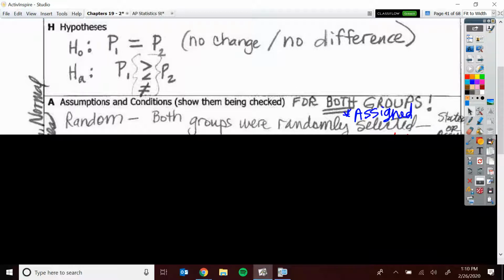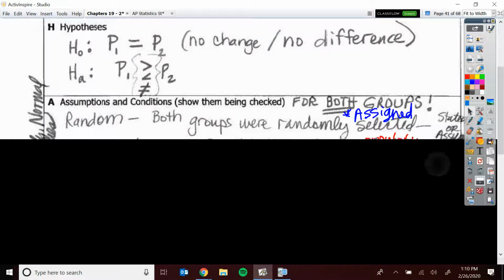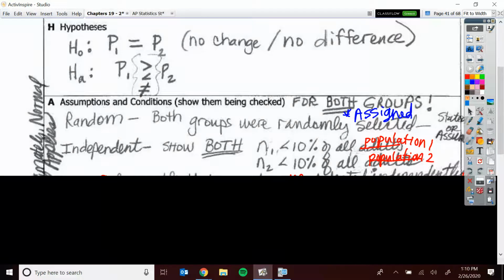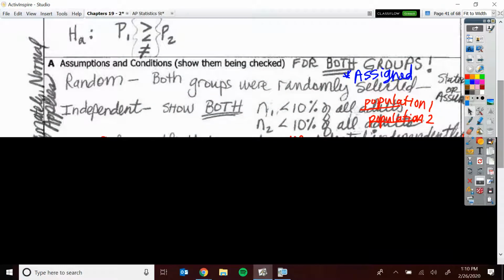All right. Now, independent. So we have to show in one, and you know why I have adults written there? I don't know. It should say this first sample is less than 10% of all population 1, and the second sample size is less than 10% of all population 2. So cross out the word adults. I don't know why I have that there.